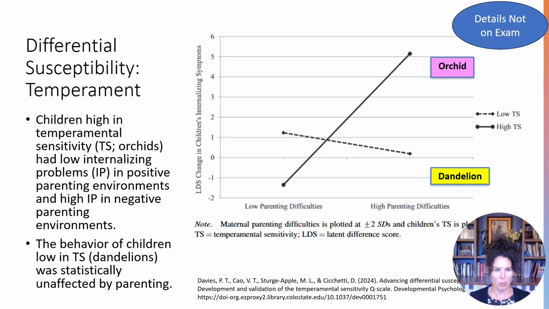Okay, so we've done research studies on differential susceptibility related to genetics, epigenetics. Now we're going to look at temperament. So this was a study measuring kids' temperamental sensitivity.